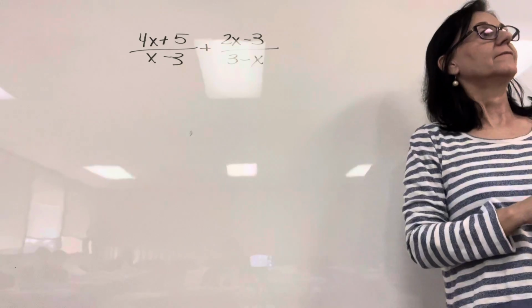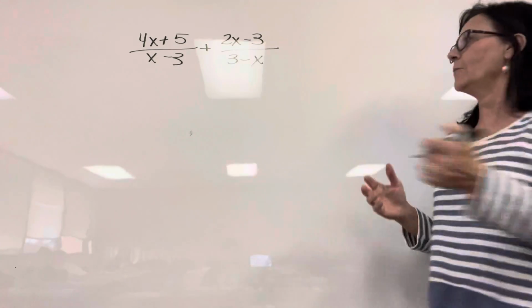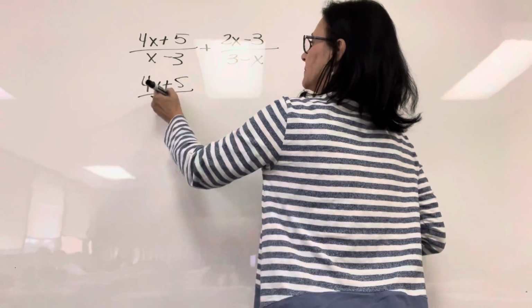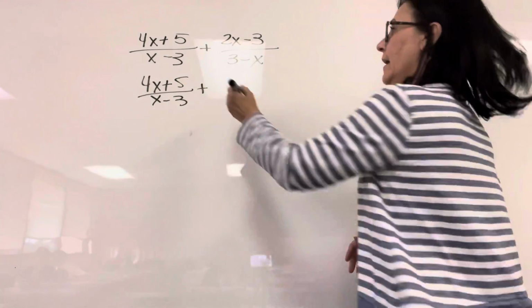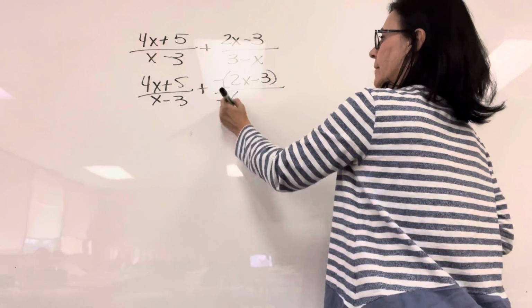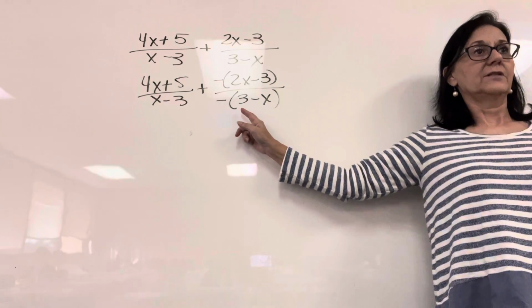It doesn't matter. Which one? The numerator. All right, so I end up with 4x plus 5 over x minus 3. I'm not changing that sign. I'm going to change the sign in the numerator. I'm going to change the sign in the denominator. You see how I'm doing that?